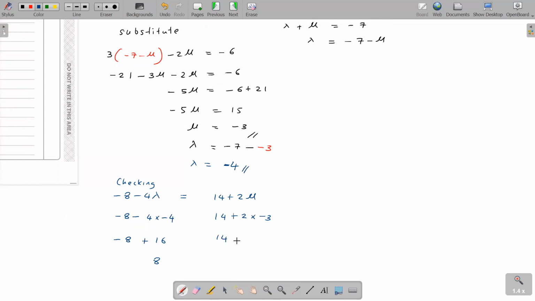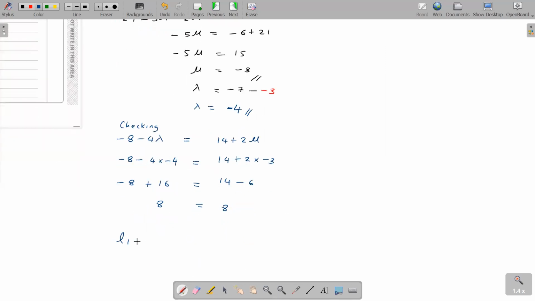Here I get 14 plus 2 times minus 3, which is minus 6. 14 minus 6 is 8. So I think we can see it's equal to each other. So the third coordinates are equal to each other, which means what? Line 1 and line 2 intersect. Do you agree with me?